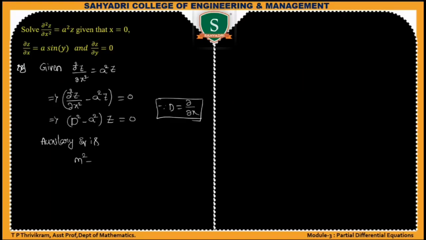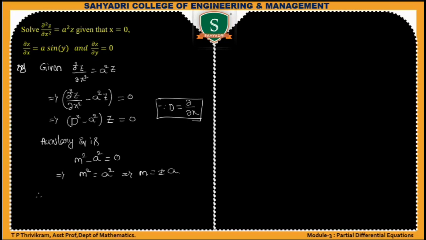How much? M square minus A square is equal to 0. Okay, implies M square must be equal to A square, implies M is equal to plus or minus A. So therefore, what will be the solution?